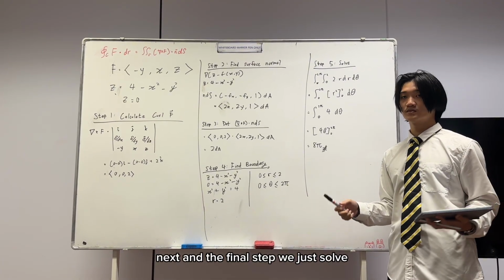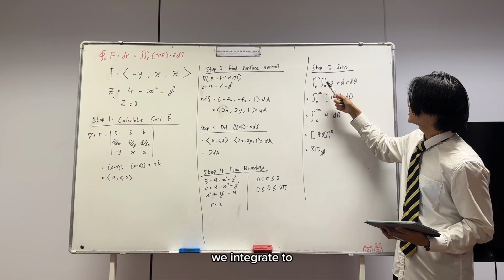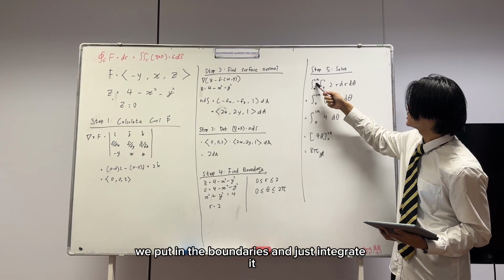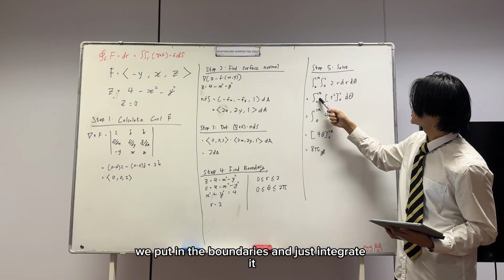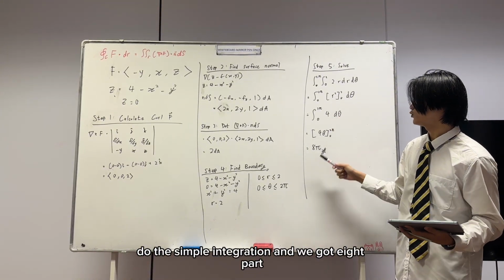Next, and the final step, we just solve. We put in the boundaries and just integrate it, do the simple integration, and we got 8 pi.